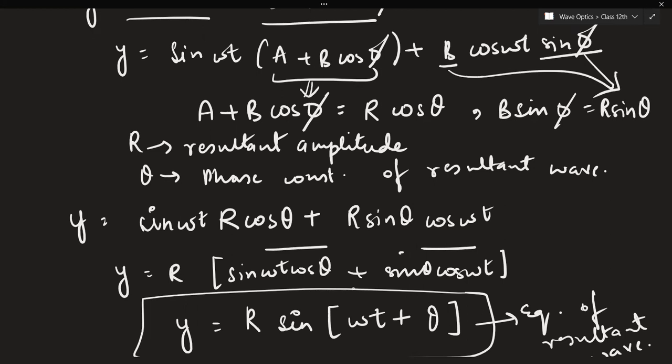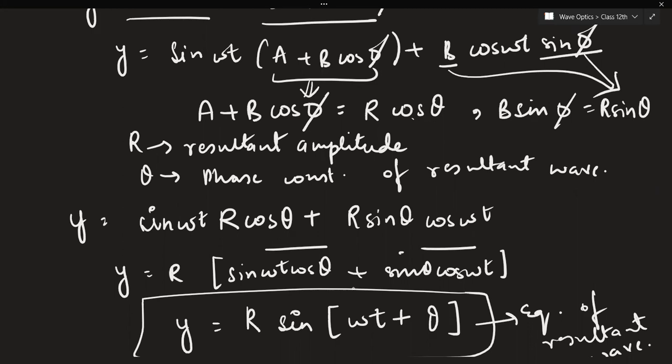Now see. Here I have replaced R. R is the amplitude of the resultant wave, and phi is theta. That theta is the phase constant of the resultant wave. All right, phase constant of the resultant wave. Now when we substitute both of these in this main equation, we get sine omega t R cos theta plus R sine theta cos omega t.